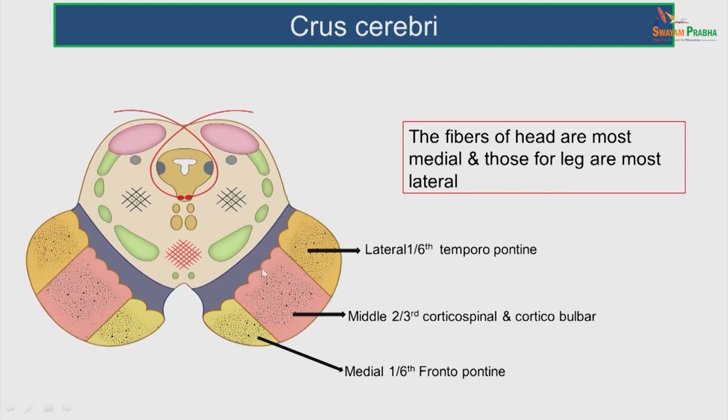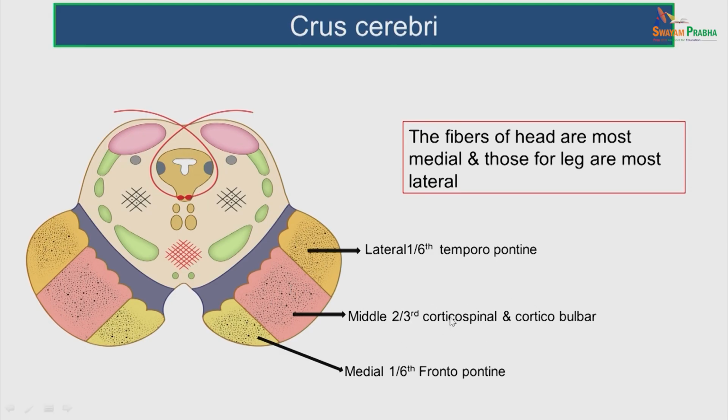Okay. Now, let us see what structures are there in the crus cerebri. In the crus cerebri, the lateral 1/6 has the temporopontine fibers running through it, and in the medial 1/6 we see the frontopontine fibers. So, the lateral is the temporopontine and the medial is the frontopontine fibers, whereas the middle 2/3 has the corticospinal and corticobulbar fibers.